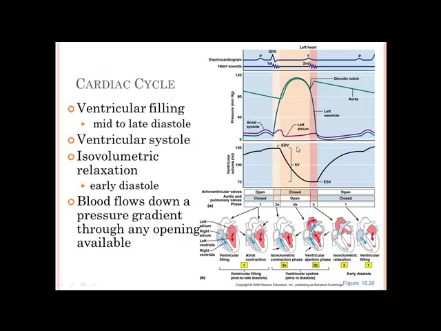Alright? If we take end diastolic volume and subtract the end systolic volume, we get what is called our stroke volume, which is typically about 60 milliliters of blood.